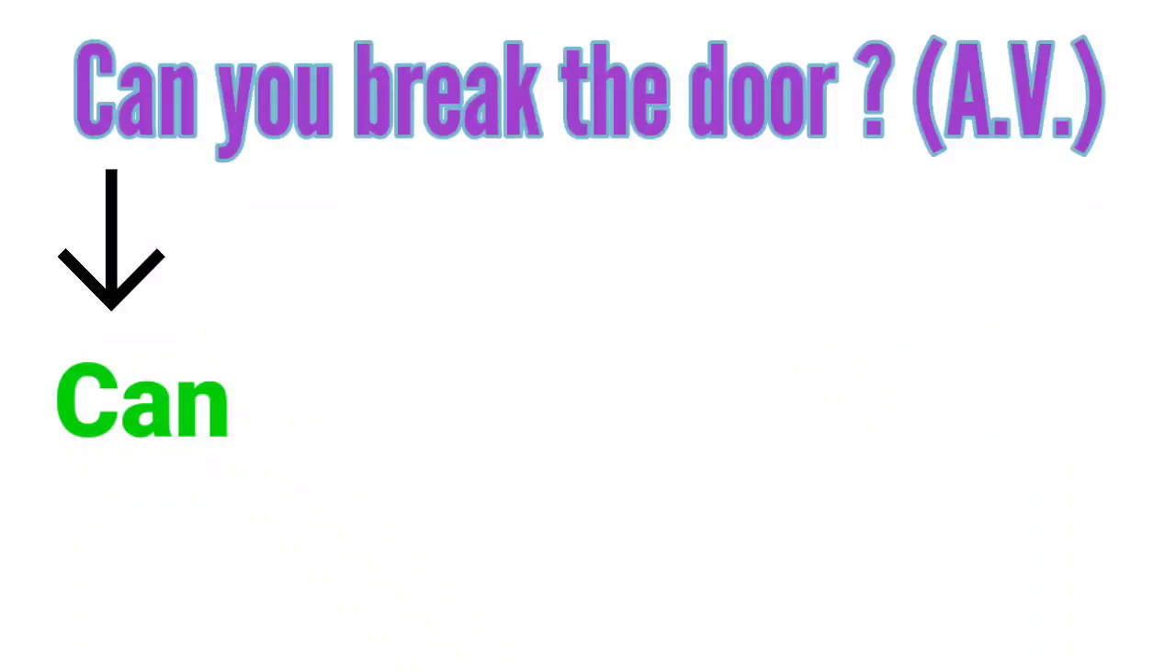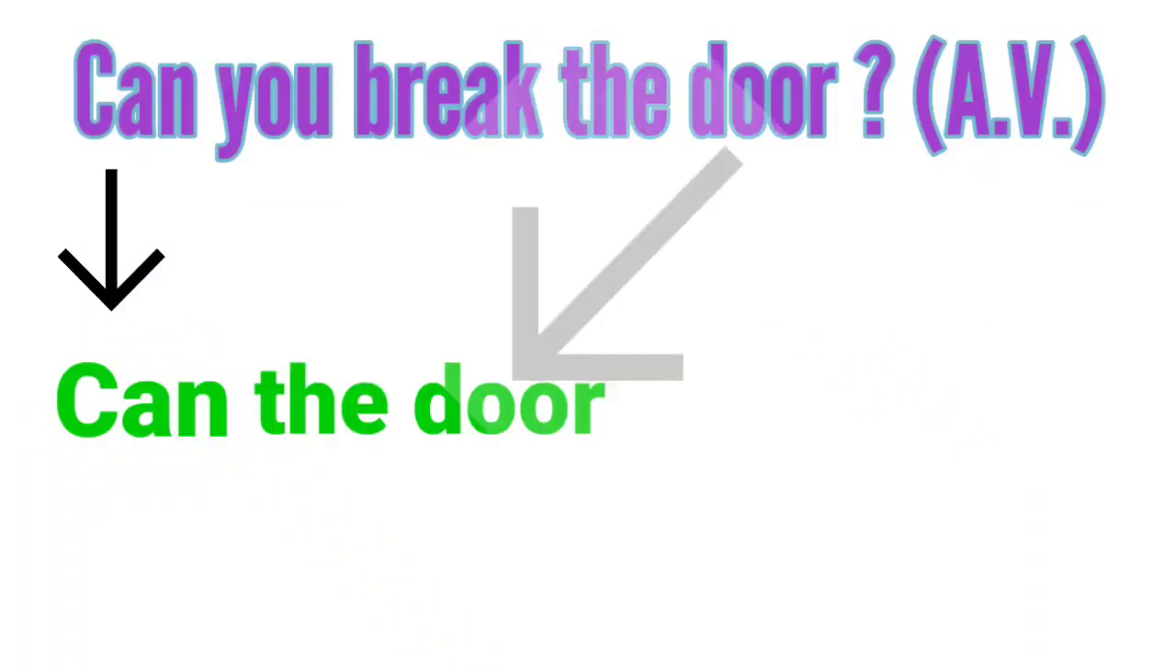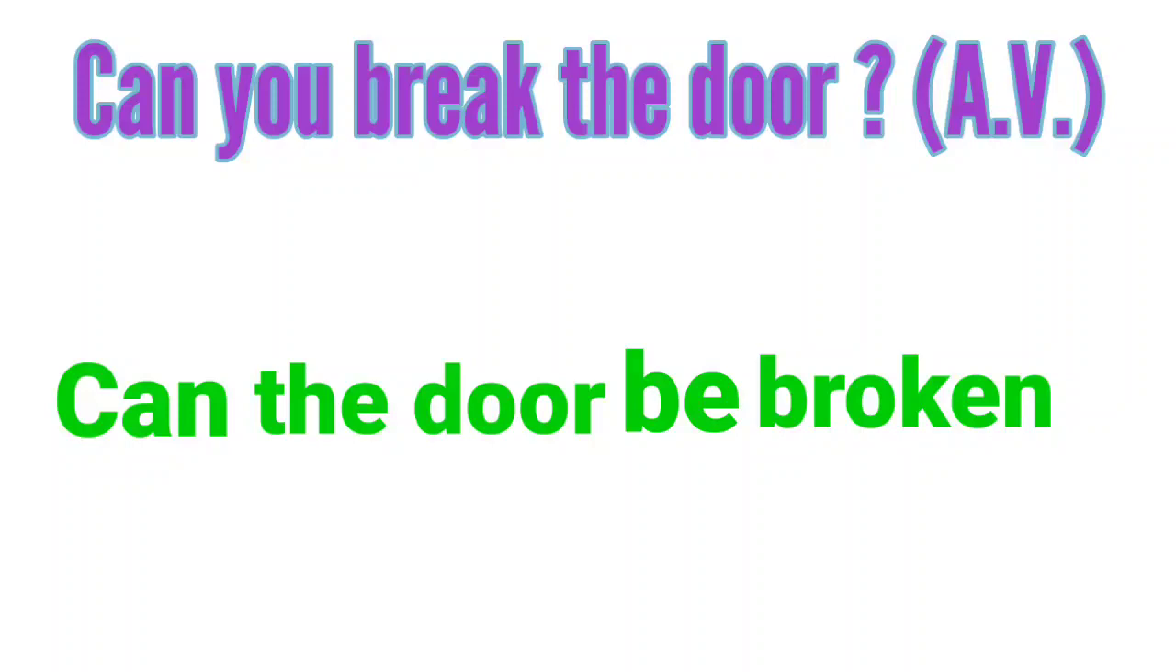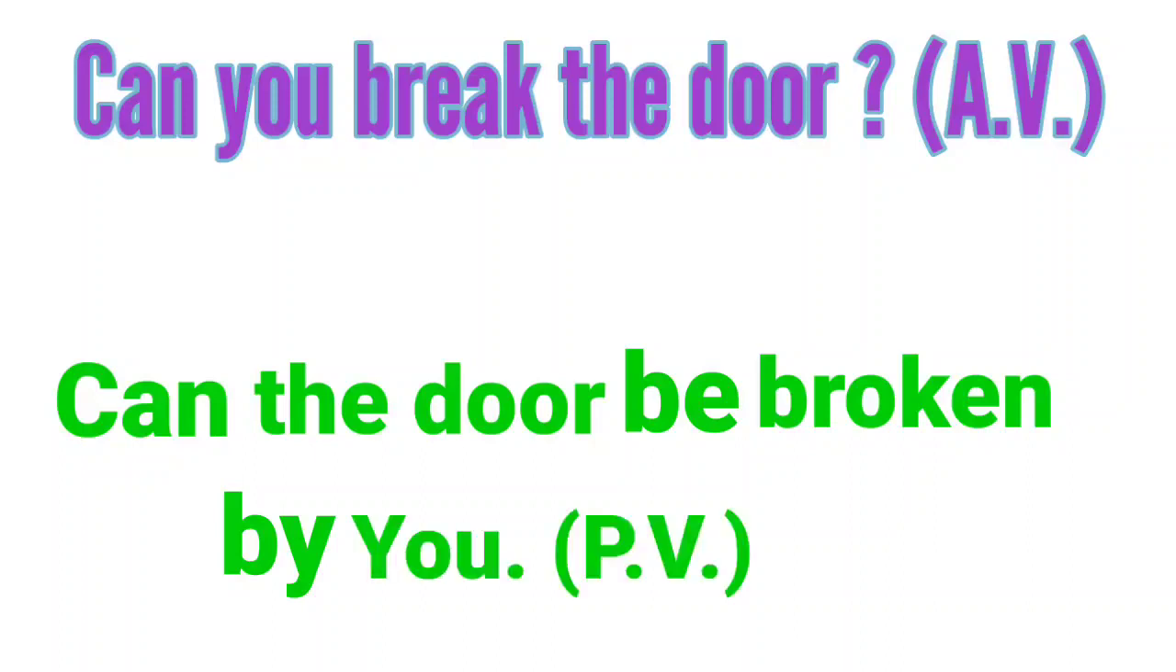First, take the modal auxiliary verb can. Second, change the object into subject, that is can the door. Third, add be word. Fourth, change the main verb into past participle. Next, add the by preposition. Next, change the subject into object. That is, can the door be broken by you?